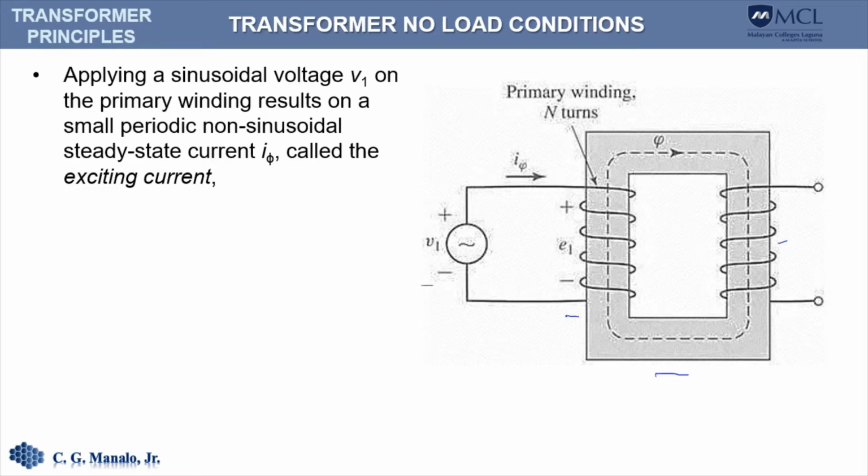The first thing that will happen is that the primary winding will draw a current. We call that current the exciting current, and that current will be periodic, as it will follow the periodic nature of the applied voltage. However, it won't be sinusoidal, and I will explain later why it will not be sinusoidal.